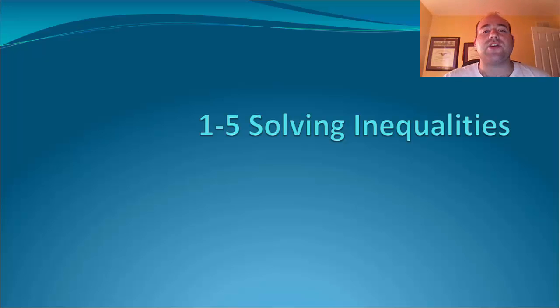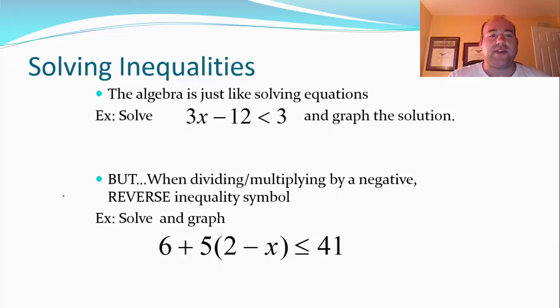All right, so let's just talk a little bit about solving inequalities. As you see here in these notes, the algebra involved is just like the algebra you would have when you're solving an equation. So for your first example, solve the inequality 3x minus 12 is less than 3 and graph the solution. So we'll do all the algebra that we would do normally to get the x by itself. We'll undo the minus 12 by adding 12 to both sides. And then we'll get 3x is less than 15.